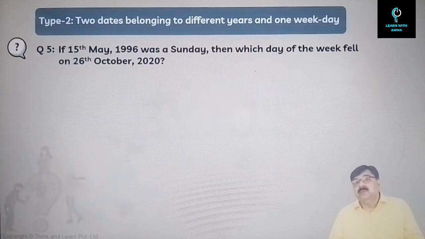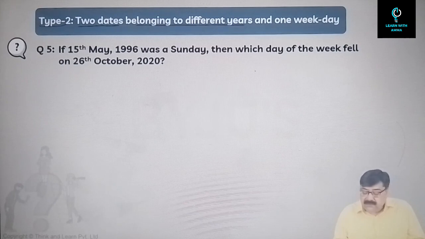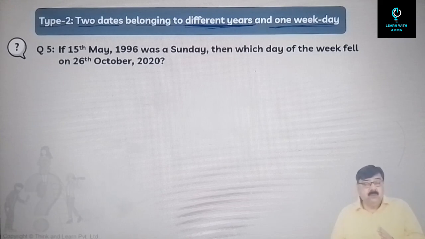Now, the next type. Type 2: two dates belonging to different years and one weekday. If you have observed, in the previous questions, there were two dates, reference date and question date, and both belong to the same year. January 2015, so November 2015, what day? March, then same year's November. Then 15th February 2012, then 15th August 2012.